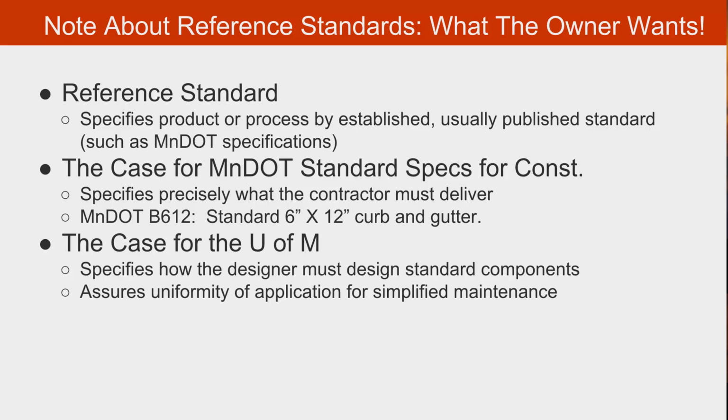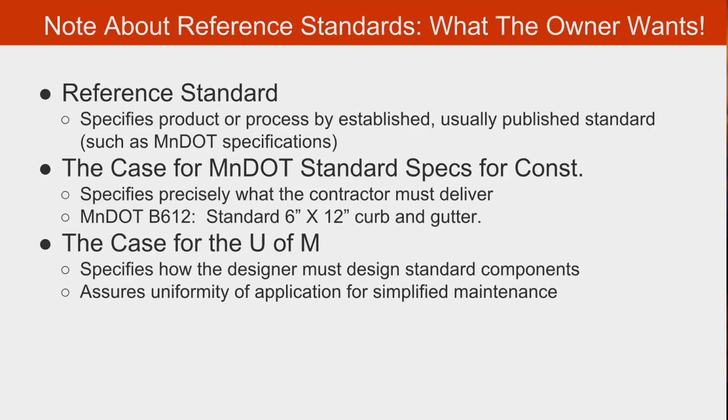So what about these reference standards? Well, the reason I bring up reference standards is they're particularly popular with organizations such as MnDOT that do a lot of construction, and they usually publish standards. For example, a MnDOT B612 specification is for curb and gutter 6 inches high by 12 inches deep. It is identified in a manual published by MnDOT of all of their standard details and only needs to be identified on the drawings simply as B612 curb and gutter. You as a contractor installing the curb and gutter would simply need to look at the MnDOT reference manual to know exactly what it is you have to produce.